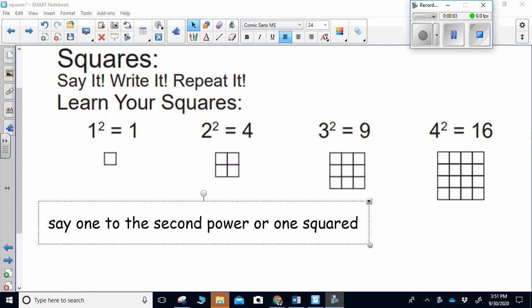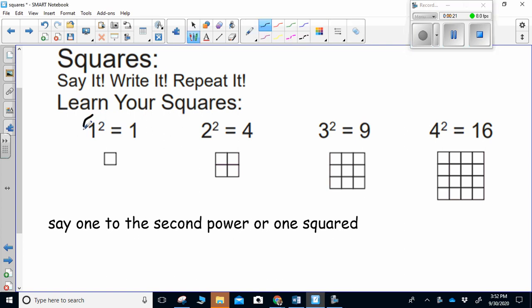Hello. On your test next week, you're going to be working with exponents, squares, and cubes. And so if we look at this expression right here, this is read 1 to the second power or 1 squared. So when you look at this part of the expression right here, it is read 1 to the second power or 1 squared.